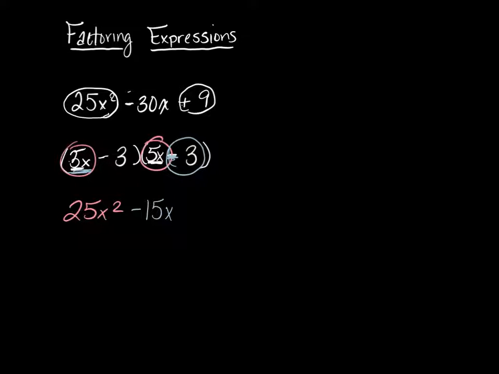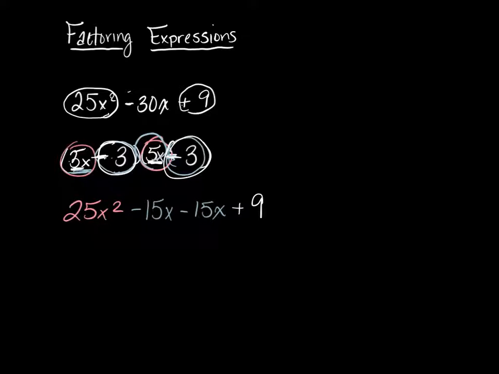So we did our first term, we did our outer terms, now we do our inner terms. That would be our negative 3 and 5x. So negative 3 times 5x is another negative 15x. Now you do your last 2 terms. So that would be the negative 3, I'm sorry, don't forget those signs. You have your negative 3 times the negative 3. Negative times a negative is a positive, and we have 9.